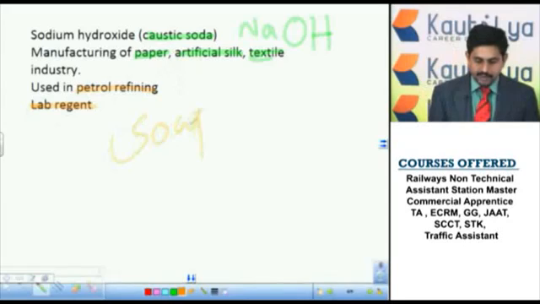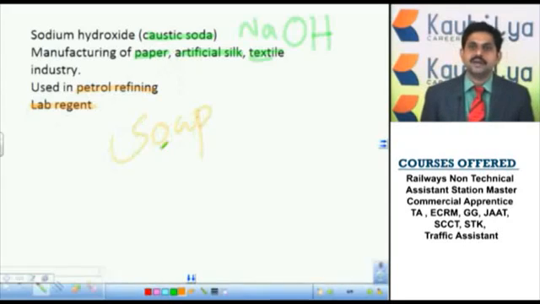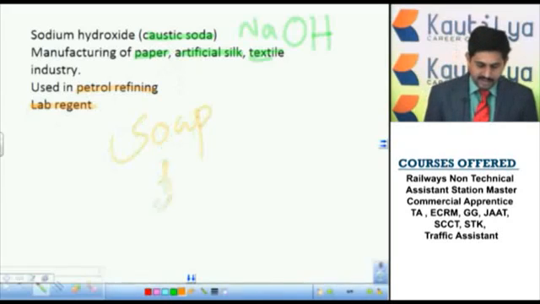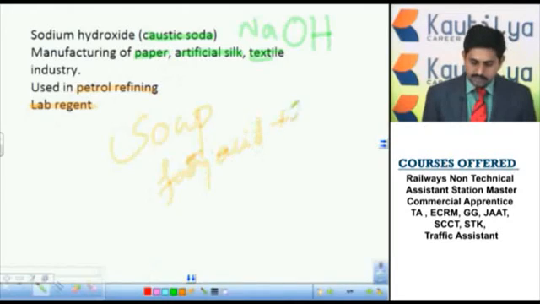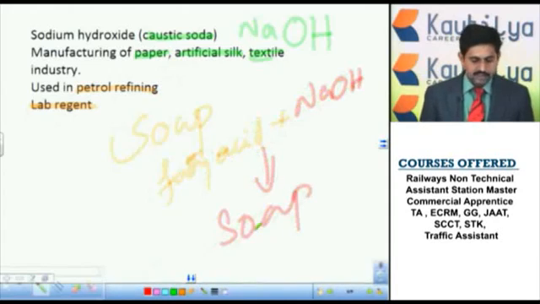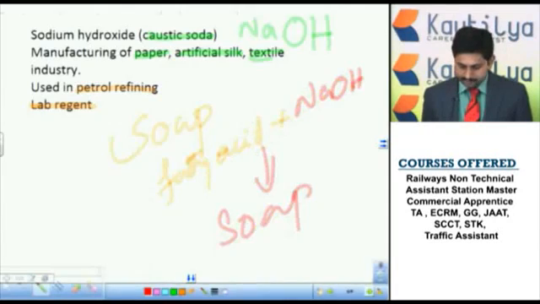Okay, and this sodium hydroxide is also useful for the preparation of soaps. Soaps can be prepared, already I told you about soap. It is considered a long chain fatty acid with sodium or potassium. That is a fatty acid plus sodium hydroxide, it gives soap. Okay, so it is useful in the soap industry also.